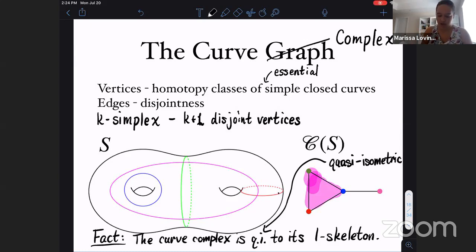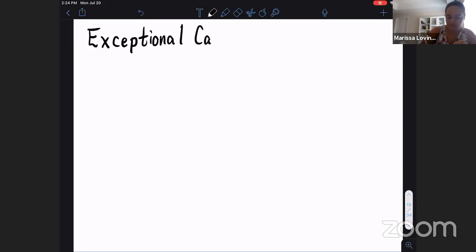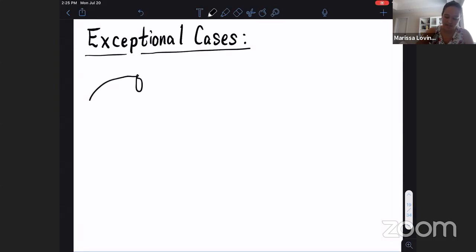Okay, so this is great and all, but what I have told you so far isn't quite true. This doesn't cover all the types of surfaces that I said we'd be talking about in this talk. And so there are a couple of exceptional cases. I wasn't sure if I was going to chat about these, but then after Riley's talk, I was like, yes, I need to, and you'll see why in a moment.